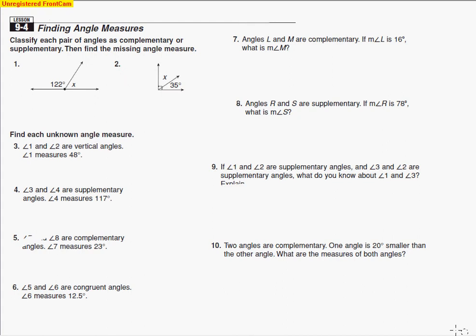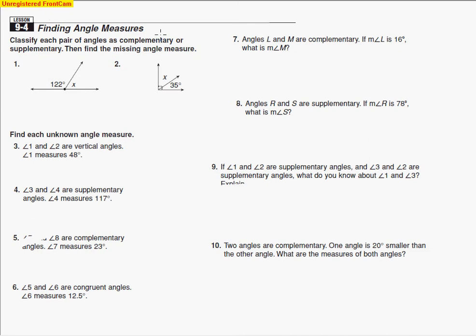Today's lesson is on finding angle measurements. Let's take a look at our first two problems from this first set of directions. It says to classify each pair of angles as complementary or supplementary. In the last lesson we talked about complementary angles and what they are.